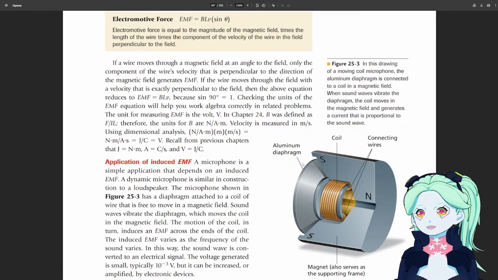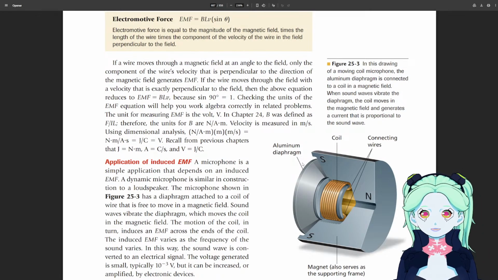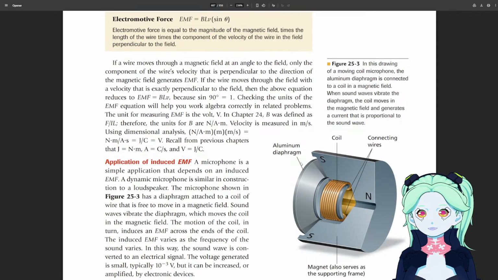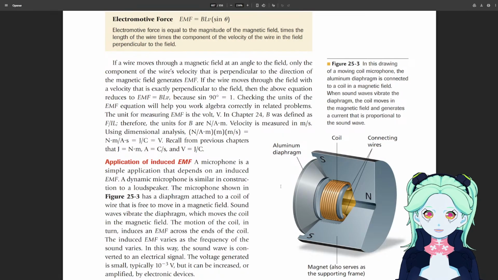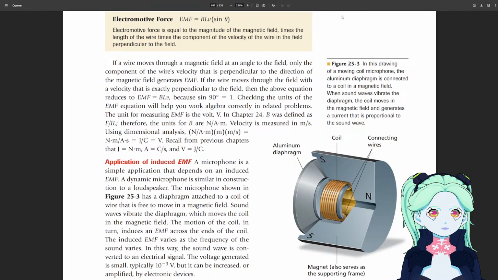The one sentence that explains everything: moving a wire in a magnetic field pushes electrons in the wire. That single idea explains generators, microphones, electric guitars, induction cooktops, transformers, wireless charging. Almost half of modern electrical technology comes from this principle.